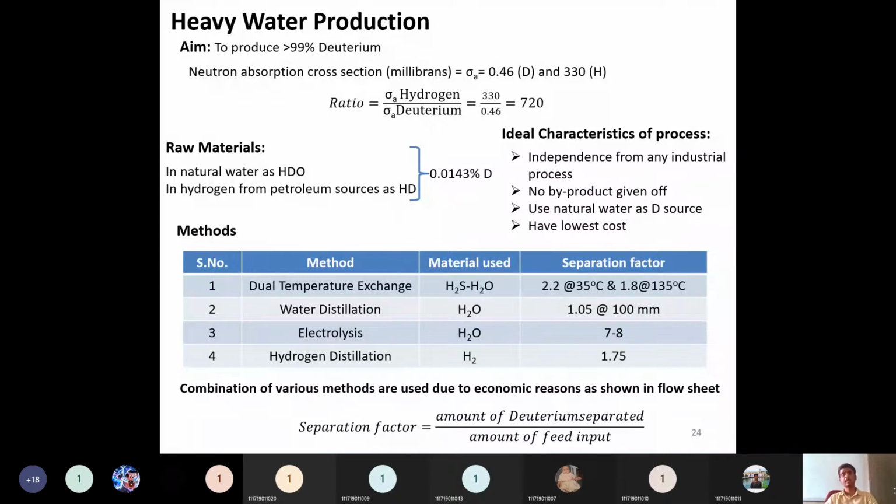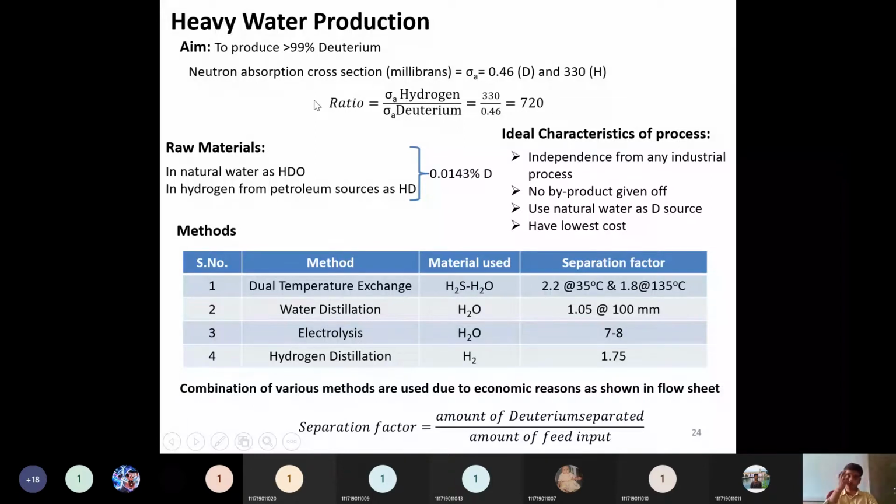Deuterium is in very great demand especially to control neutron absorption. So as not to waste neutrons, we have to use heavy water because of this low neutron absorption cross section. What is the ratio? The neutron absorption cross section of normal hydrogen is 330, whereas that of its isotopic form, deuterium, is 0.46. If you convert this to a ratio, it is about 720.